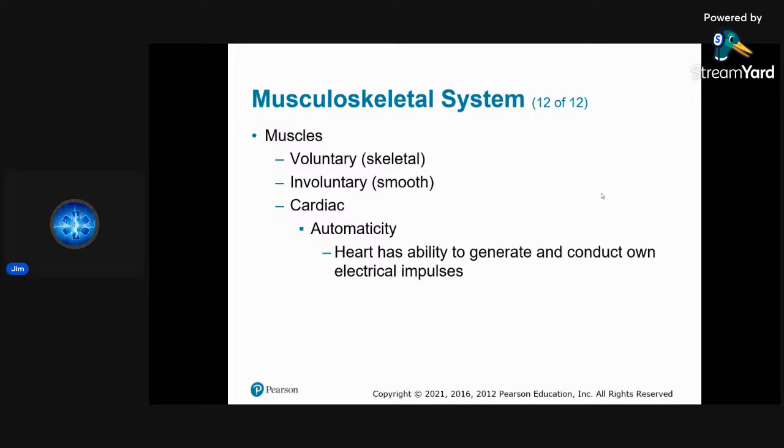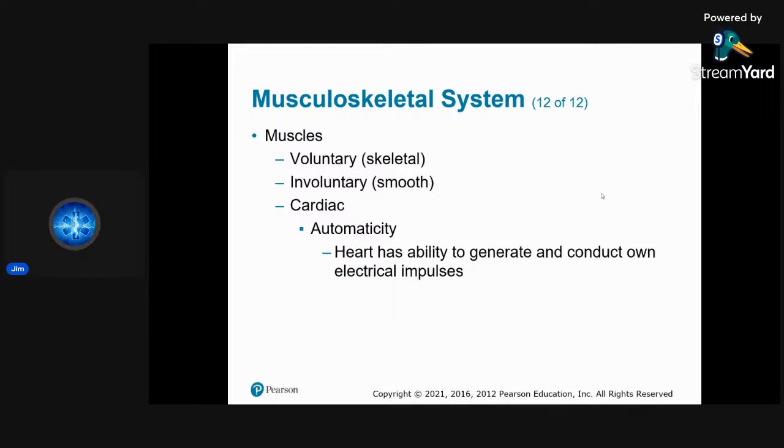Let's talk about the muscles a little bit. You have voluntary muscles, your skeletal muscles. These are muscles that I can control, right? I can squeeze and make a bicep. Involuntary, smooth muscles. These are the muscles I can't control, like digestive muscles, stuff like that.